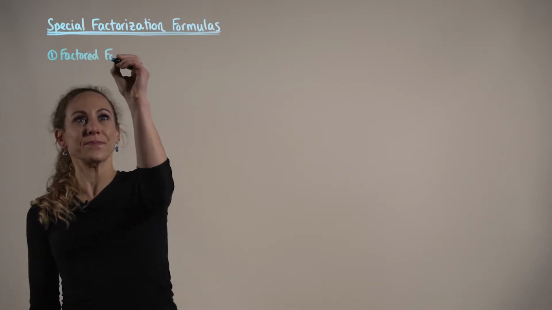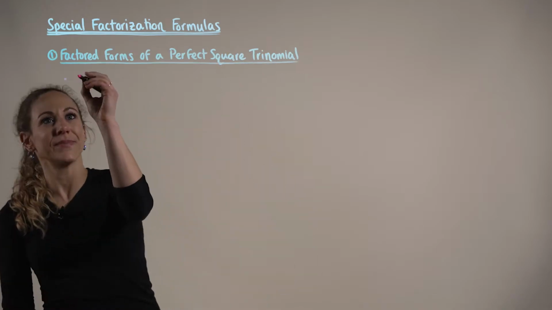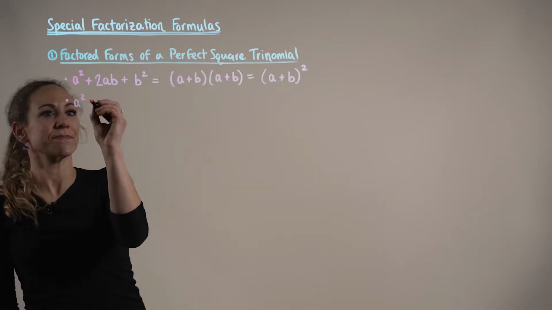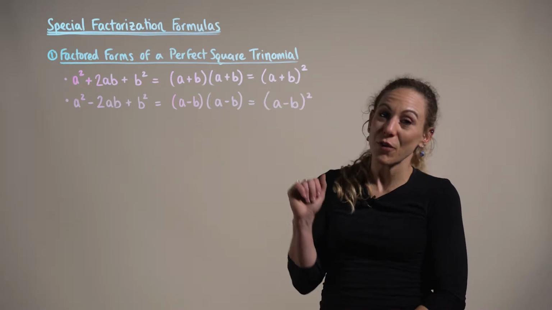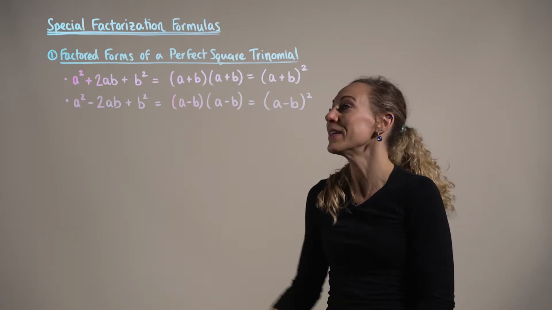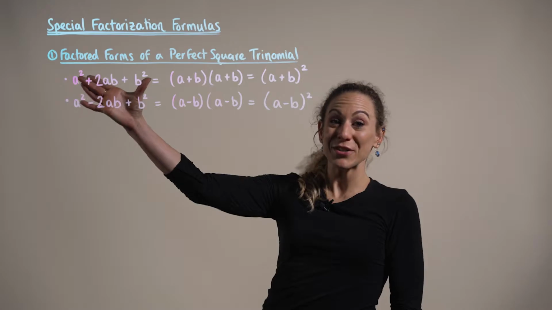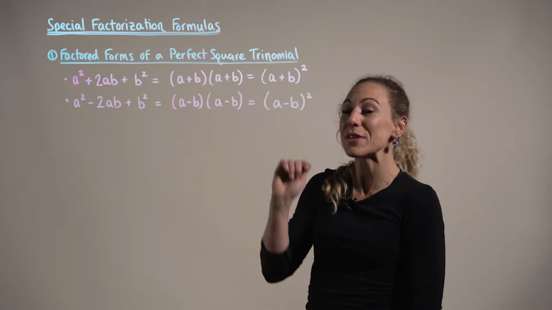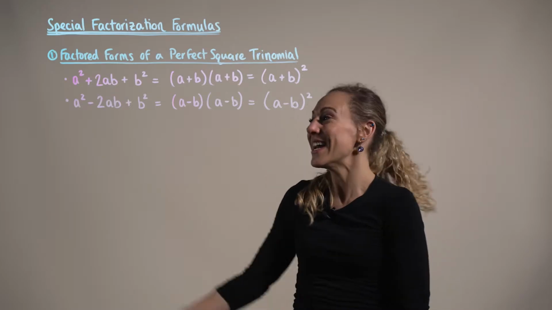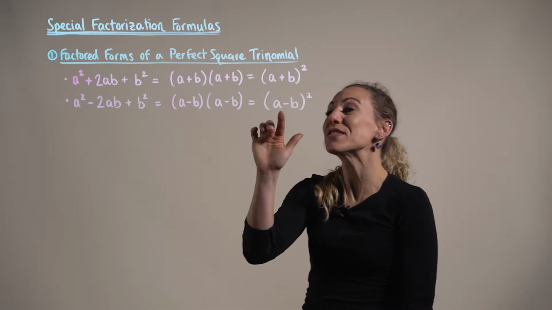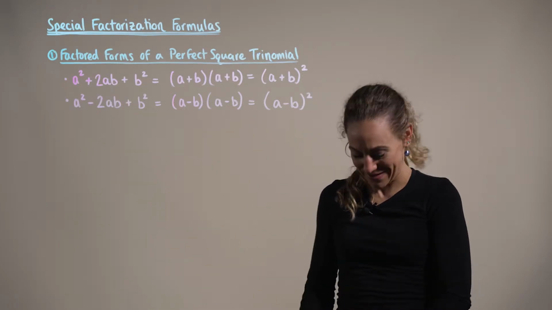So our first group of factorization formulas are the factored form for a perfect square trinomial. So keep in mind that we have two different formulas for a perfect square trinomial. The first one, all terms in our trinomial are positive, leading to the binomial product a plus b squared. And then our second case leads to the product a minus b squared.